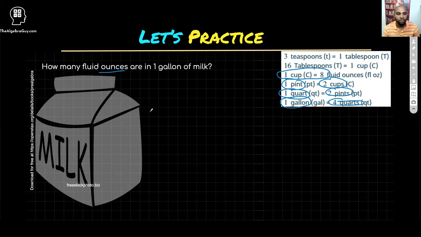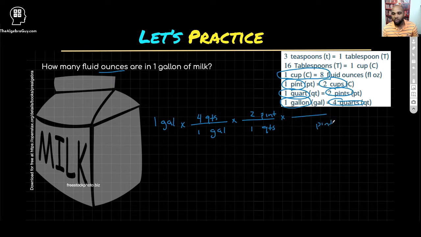So let's get started. How many fluid ounces are there in 1 gallon? So 1 gallon, let's break that down. Well, I know that in 1 gallon, there are 4 quarts. 4 quarts. I'm just going to abbreviate. And how can I get rid of quarts? I know that in 1 quart, there are 2 pints.